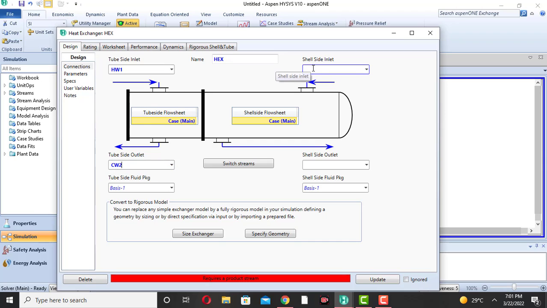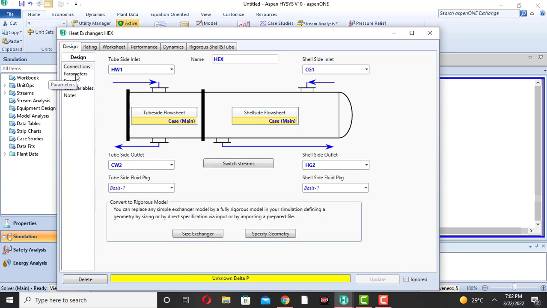In the shell side, CG means cold glycerin entering, and the hot glycerin is out. Hot glycerin out. 1 is for enter and 2 is for outlet. So the pressure drop is unknown.